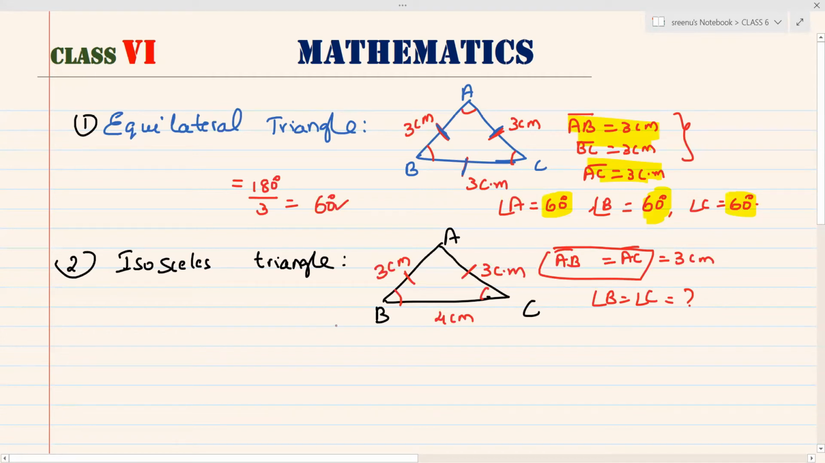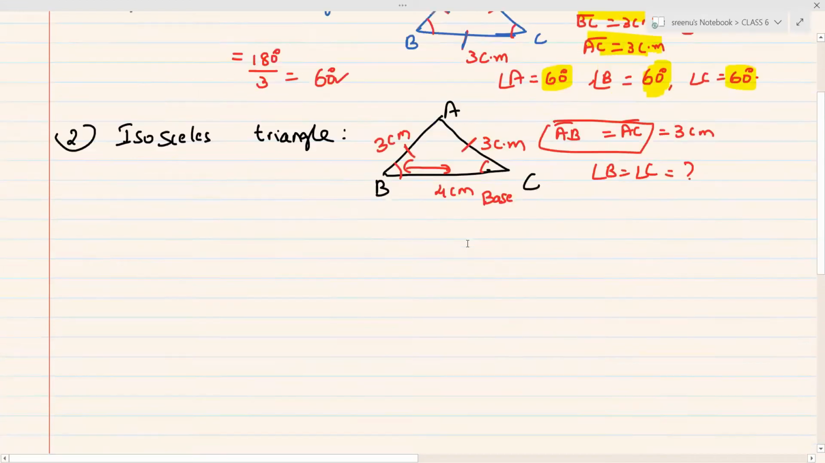So a triangle in which two sides are equal in length is called an isosceles triangle. In an isosceles triangle, the unequal side is called the base of the triangle. Generally, this is the unequal side BC, so we can name it as base, which means it will be down. The base angles of an isosceles triangle are congruent or equal. So these two are congruent or equal. This is all about the isosceles triangle.